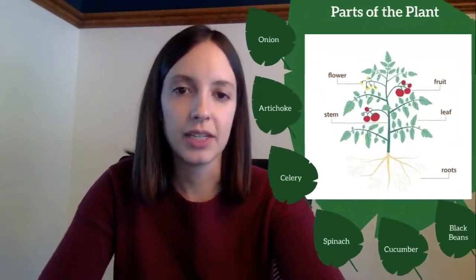Our next food is an artichoke. What part of the plant do you think artichokes come from? Remember, the parts of the plant are roots, stems, leaves, flowers, fruits, and seeds. If you haven't seen an artichoke before, what part of the plant does it look like? If you guessed flower, you were right.